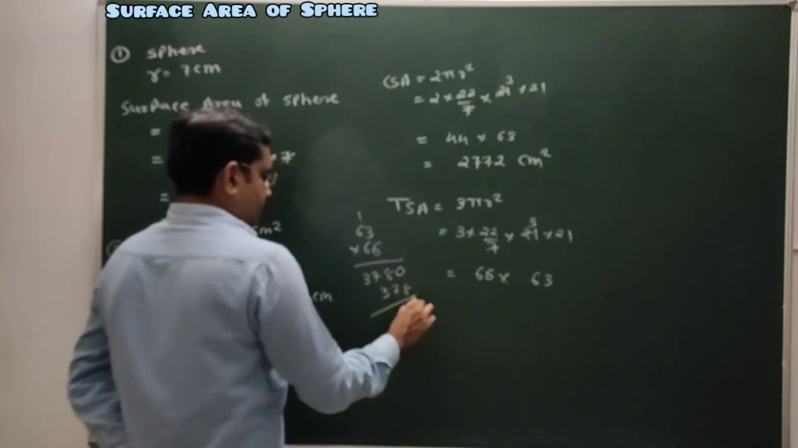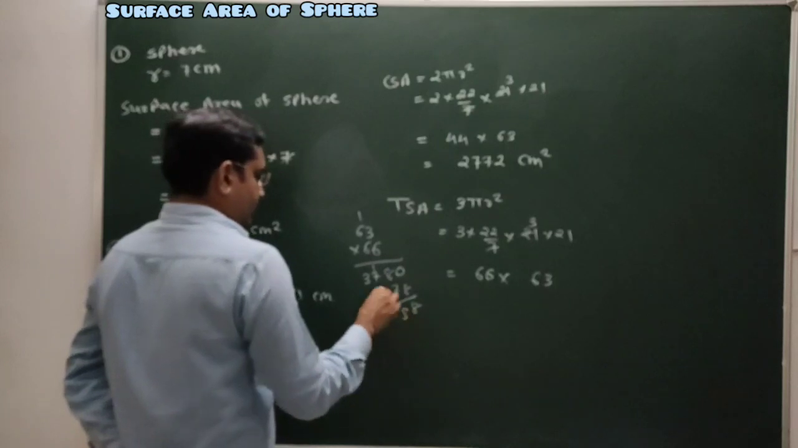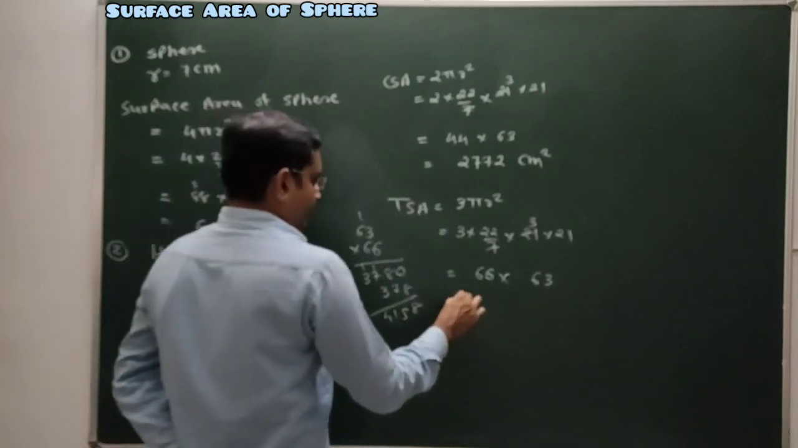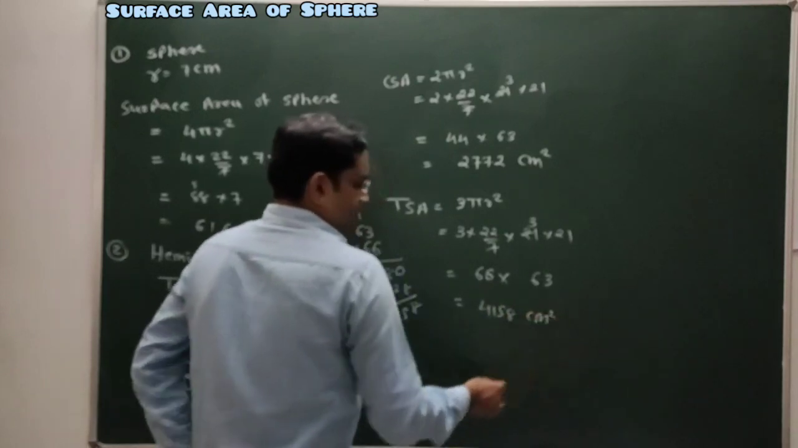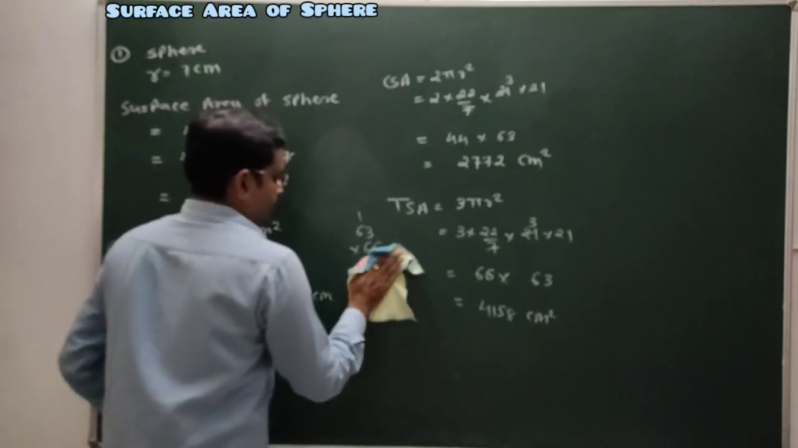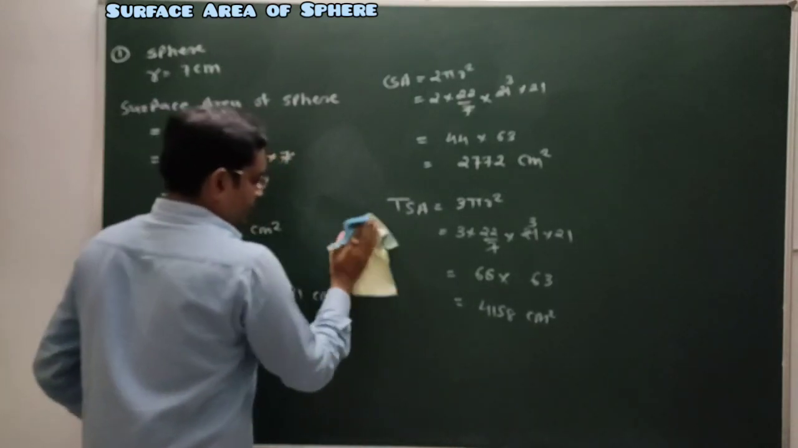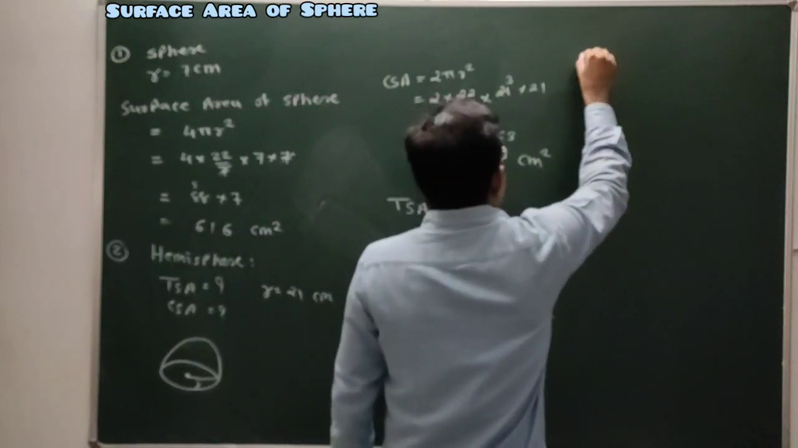3 7 8 8 5 1 7 plus 1 8 plus 3 11 and 4 4 1, 5 8 centimeter square is the total surface area of this hemisphere. Done. Simply you have to remember the formula and put the values according to the question. You will get the answer.